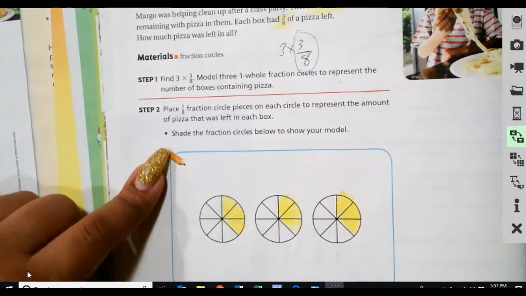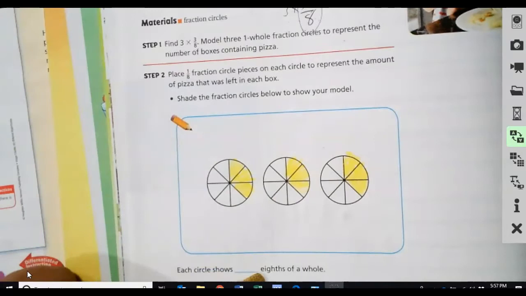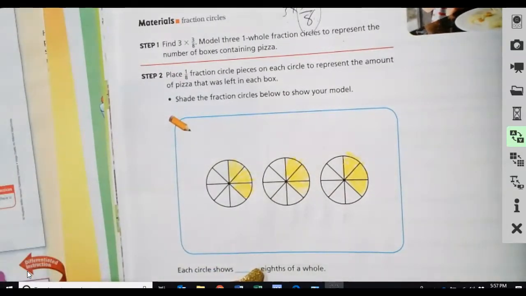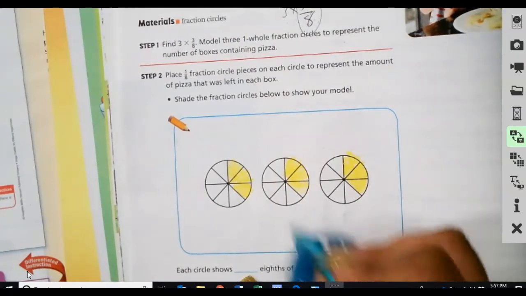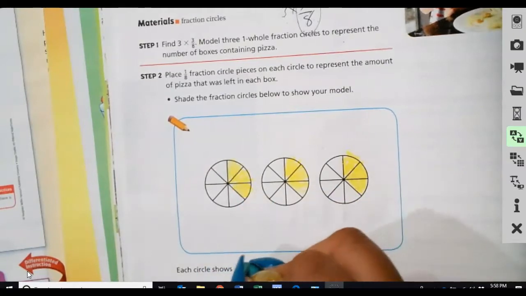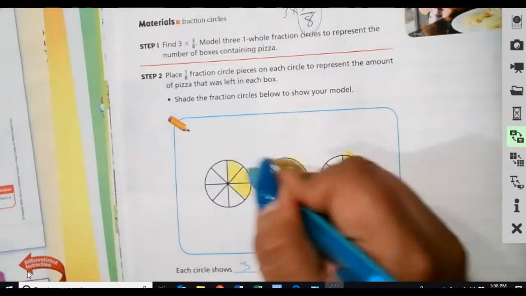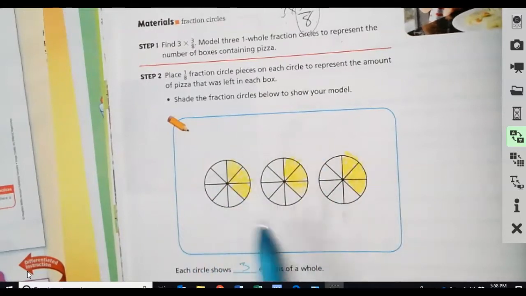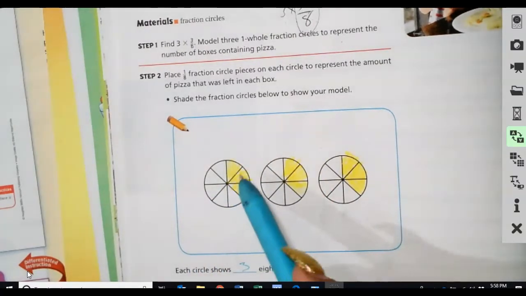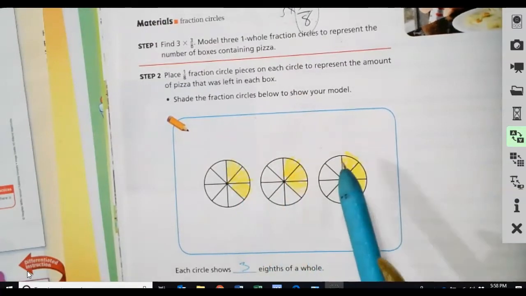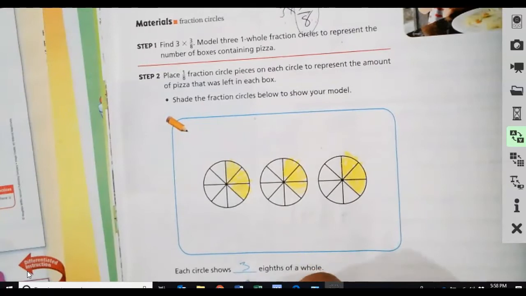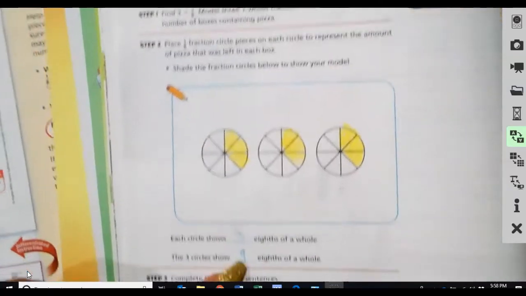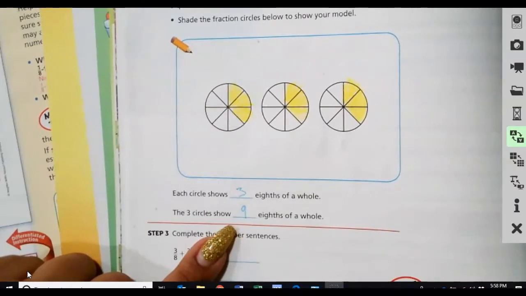Now, each circle shows how many 8ths of a whole? Well, we did 3, right? So it shows 3/8 of a whole. In all the 3 circles, how many 8ths do we have? You would count them all, right? 1, 2, 3, 4, 5, 6, 7, 8, 9. So the 3 circles show 9/8 of a whole.